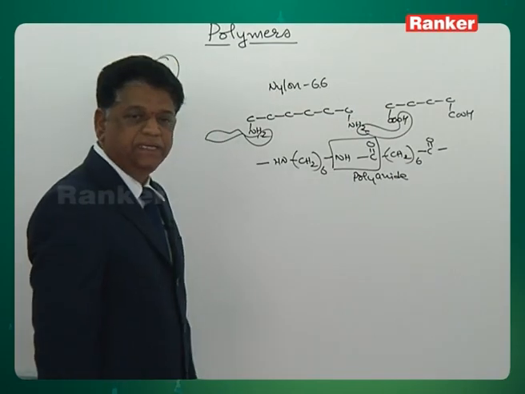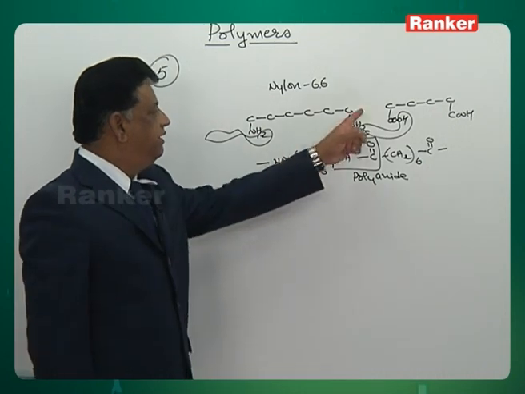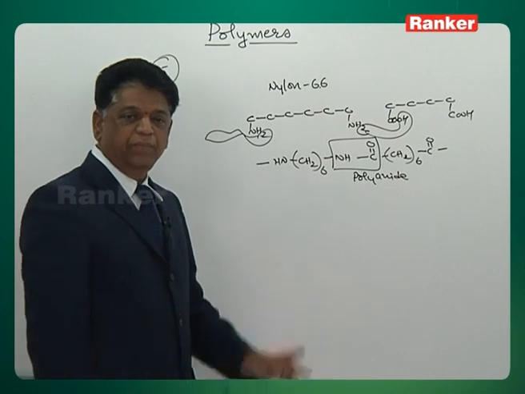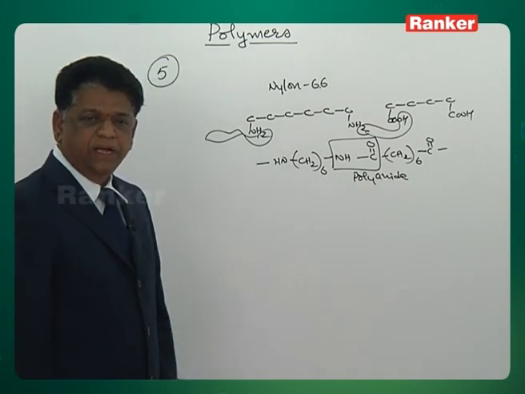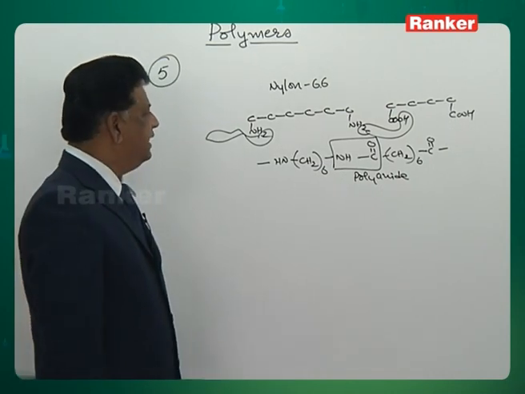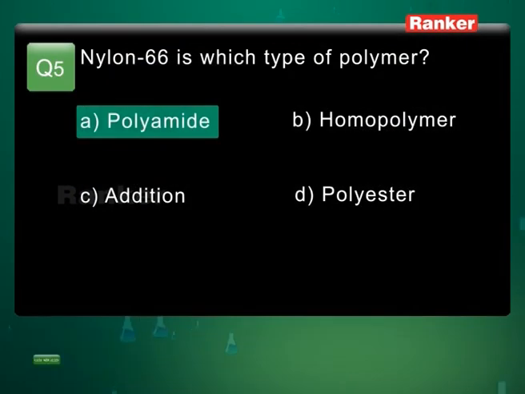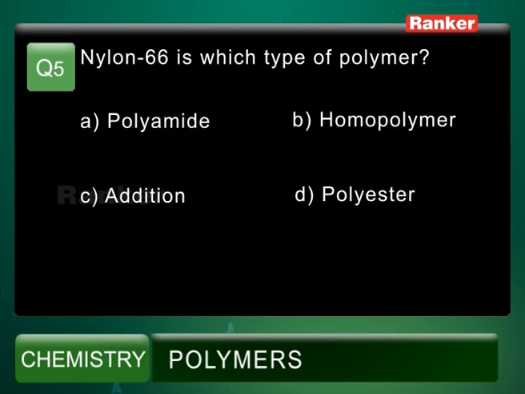And option C says addition type. Here it is a condensation type of polymer. It is a synthetic polymer, a linear polymer. And answer D is polyester. But the amide linkage is there, therefore option D is not correct. The answer goes again to answer A, that is, polyamide is the right answer.